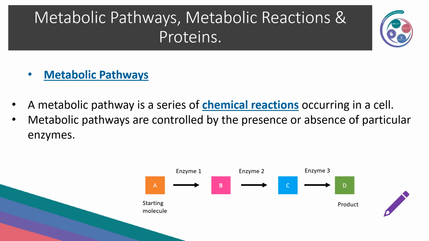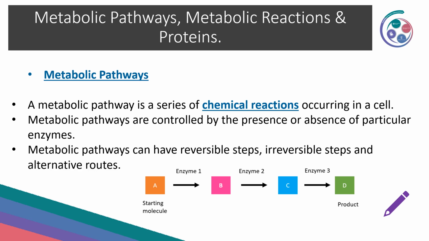Metabolic pathways, as you can see in the diagram below, are controlled by the presence or absence of particular enzymes. Metabolic pathways are often reversible. However, some can be irreversible, so they have irreversible steps, and sometimes they have the ability to take alternative routes if their original route is blocked.